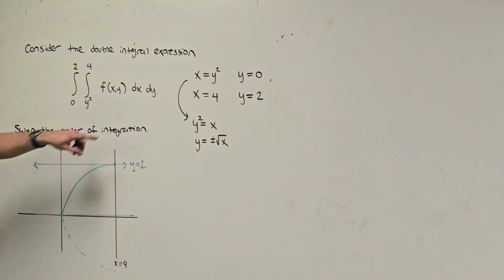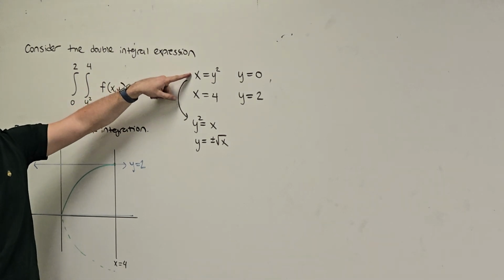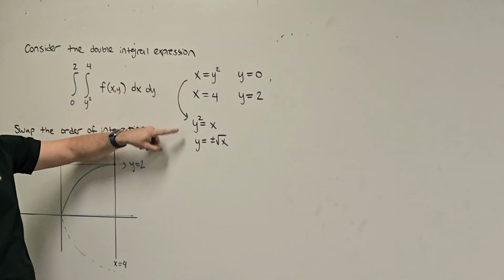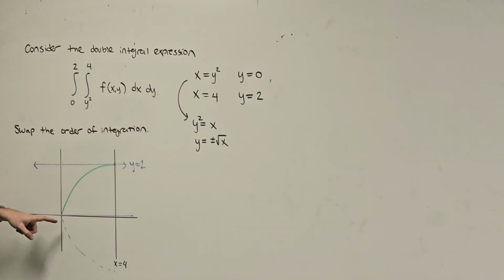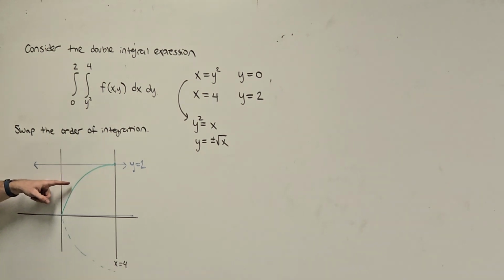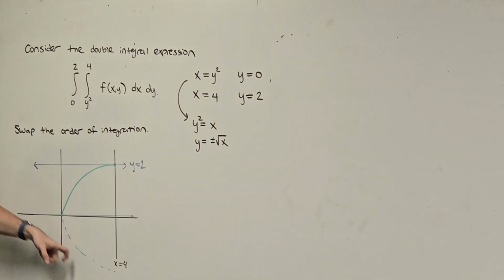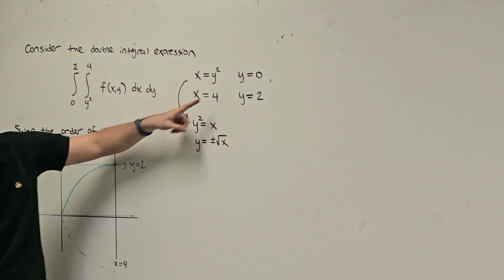So I just sketched everything. I sketched x equals y squared. I don't know what that looks like. Solving for y, oh okay, it's the positive square root of x and just the reflection, so the negative square root of x. Why did I draw this dashed? Well, it's just kind of peeking at the rest of the regions.